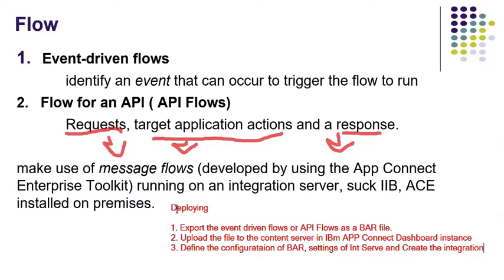The bar file which is created using your App Connect Enterprise Toolkit, the first thing you need to do is upload it to your App Connect dashboard. Then you need to define the configuration of the bar file, and then define the settings of your integration servers. And then you need to create your integration servers. When your deployment is complete, your integration server is automatically created and started.